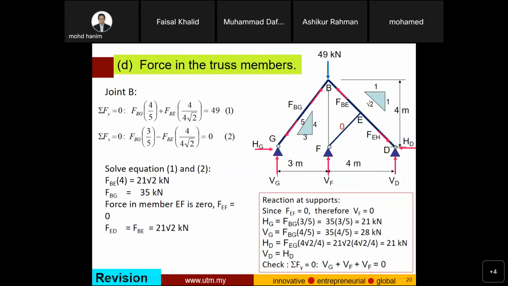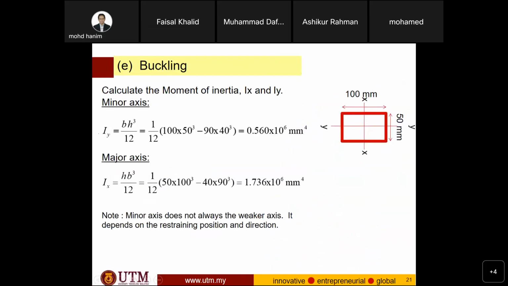Okay, what next? Buckling. Calculate the second moment of inertia Ix and Iy of this section. You know that for this kind of section, you have a minor axis and a major axis.